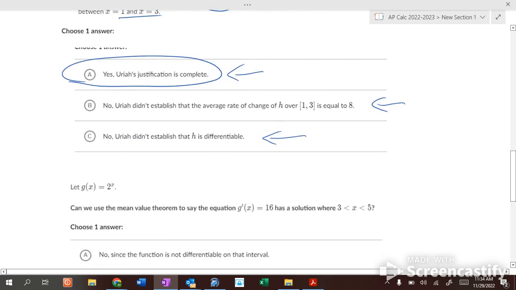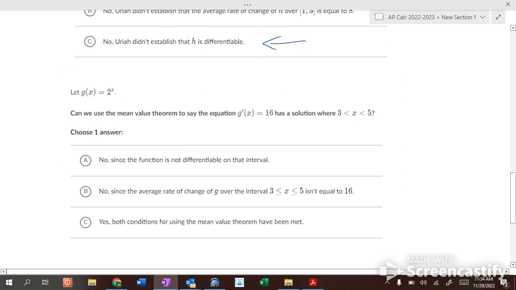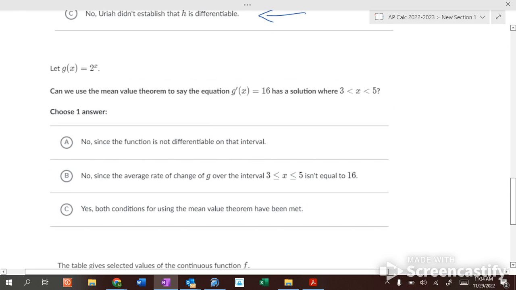Okay, let's look at one that's not complete. Can we use the mean value theorem to say the first derivative of this equals 16, somewhere in between that? It's not differentiable. Oh, actually, no, it's speed. 16 doesn't go in there. Since the average rate of change, well, let's look at it.